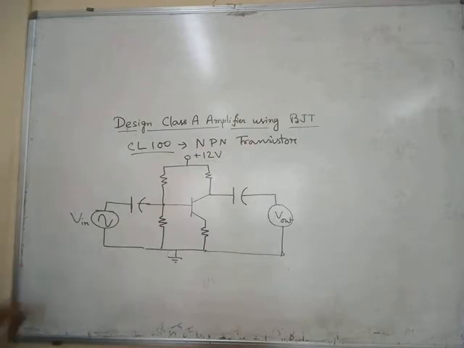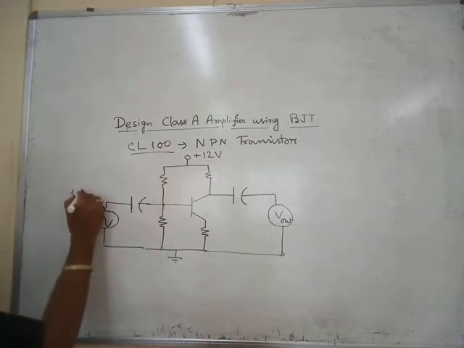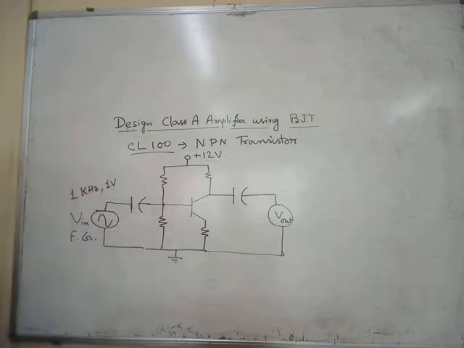We get input from a function generator. Generally we take the input as 1 kilohertz frequency and 1 volt. And as it is amplified, we get the output at the same frequency, and the voltage must be increased.